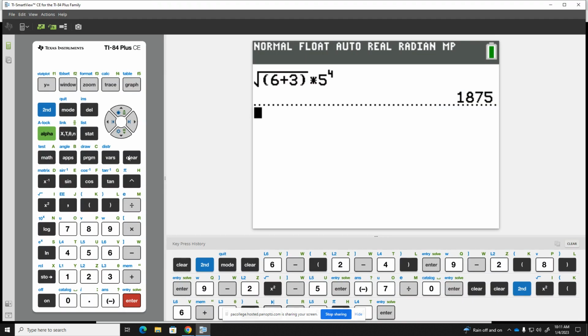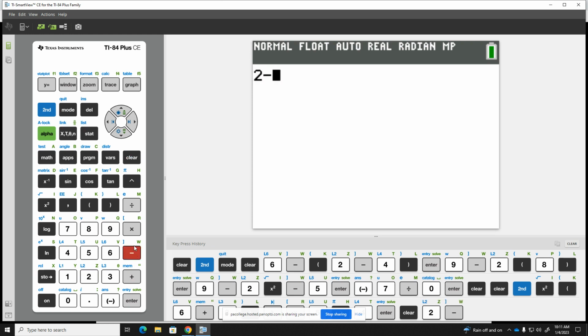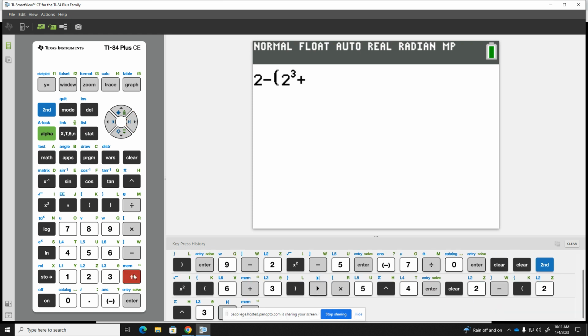So I'm going to clear, and I have 2 minus parenthesis. Your parentheses are right above your number keys. And then I have 2 to the 3rd, so 2 up arrow 3. And we have that typed without issue. And then we have plus. And now we have a 4th root.